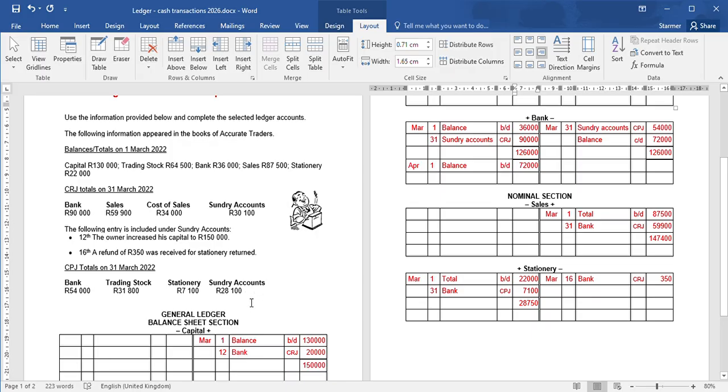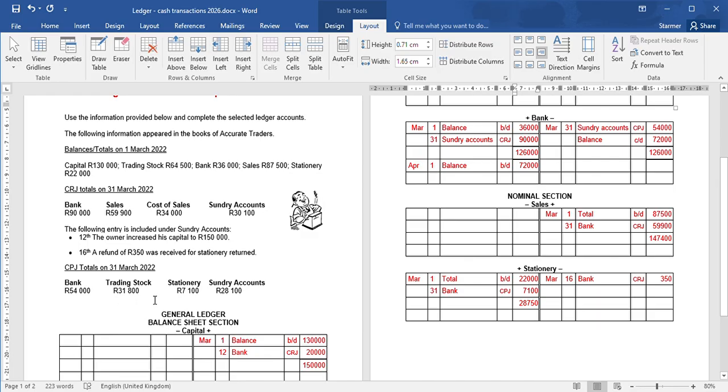There's nothing under sundry, so start with stationery. Stationery is being paid for, which means stationery is being bought. So on the plus side, stationery is increasing 7,100. That came from the CPJ. It's a total, so it's the 31st. The contra account for this one is bank. That 7,100 here is included in that bank total there. So you always write the name of the other column that contains that entry.